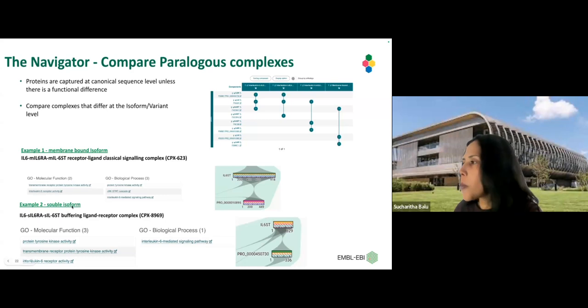But we have another example where interleukin-6 is bound to a soluble form of its receptor alpha and a soluble form of the signaling component. And it's formed a completely different complex, which has a totally different biological role. This is a buffering complex, which stops trans signaling or pro-inflammatory pathways. And it also has a unique PRO chain assigned to it, and unique GO function and process terms.